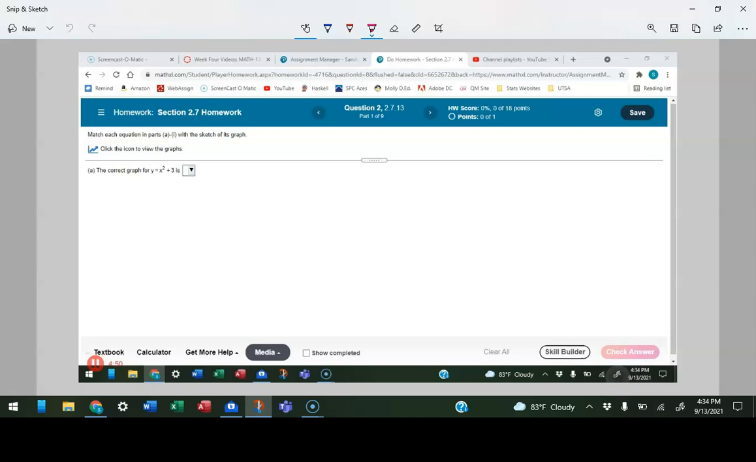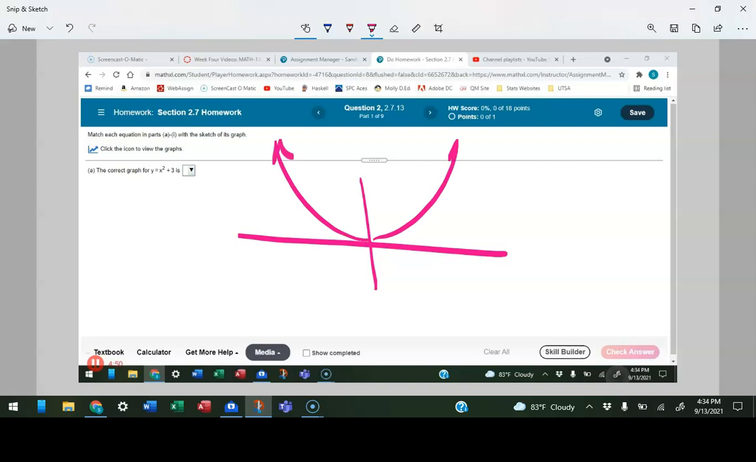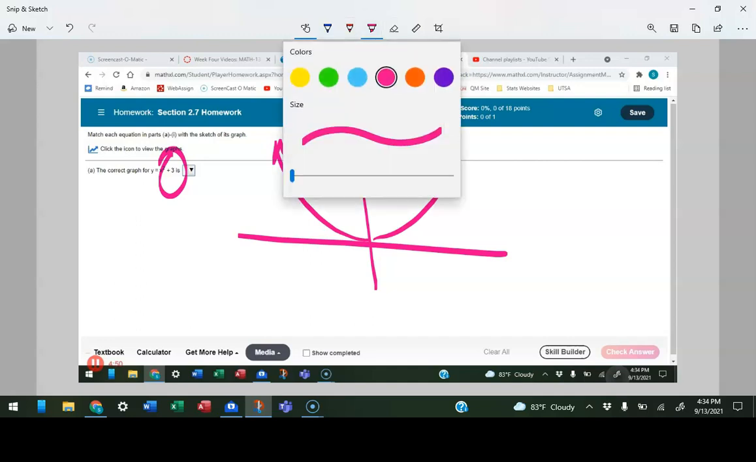And does he have an exponent? Yes, he does. It's a 2. So my parent function would be x squared. So it would look like this. But I've got a plus 3 hanging off on the end. So what does that plus 3 tell me to do?